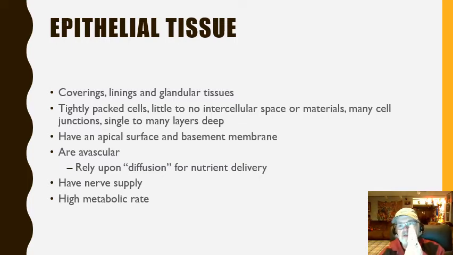One cell is usually almost right on top of the other, okay? There are many what are called cell junctions. These cell junctions are just one cell touches another, and they could be anywhere from a single layer thick, which the word for that will be simple, to multiple layers thick, which will be called stratified, or multiple different layers, okay? They usually have an apical surface and a basement membrane, okay?